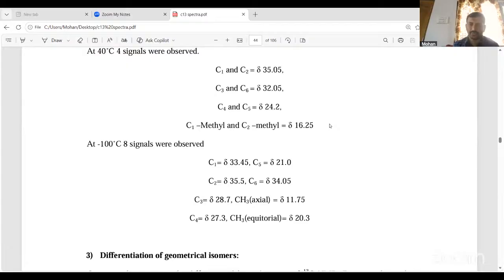Isomers in the sense of chain isomers or positional isomers, right? The functional group isomers, all these structural isomers. So you can differentiate the structural isomers, geometrical isomers and stereoisomers also with the help of the C13 spectrum.